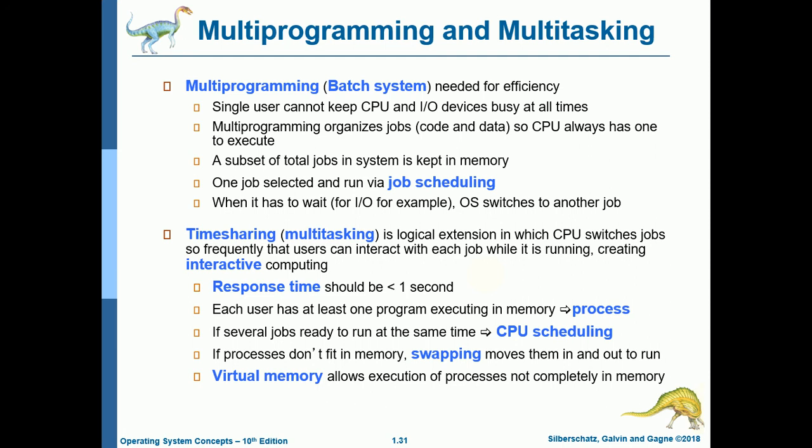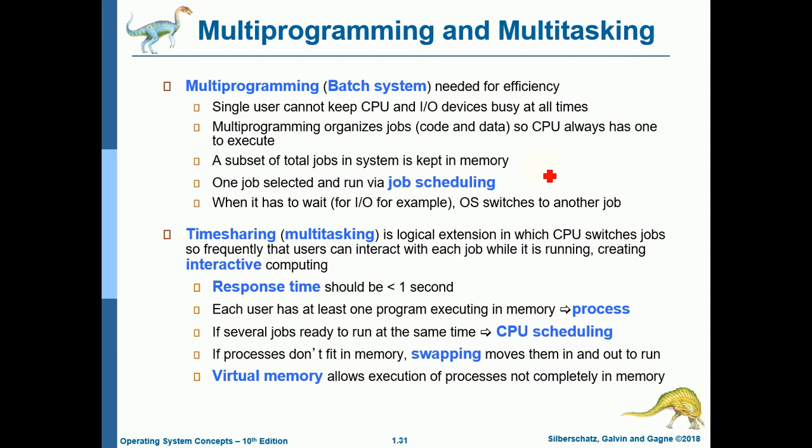Okay. So a single user cannot keep the CPU and I/O devices busy at all times. So multiprogramming organizes jobs, code, and data, so the CPU always has one to execute. And then a subset of the total jobs in the system is kept in memory. One job is selected and run via job scheduling. We're going to study later on what this job scheduling is and how it is done. When it has to wait for I/O, for example, the OS switches to another job.